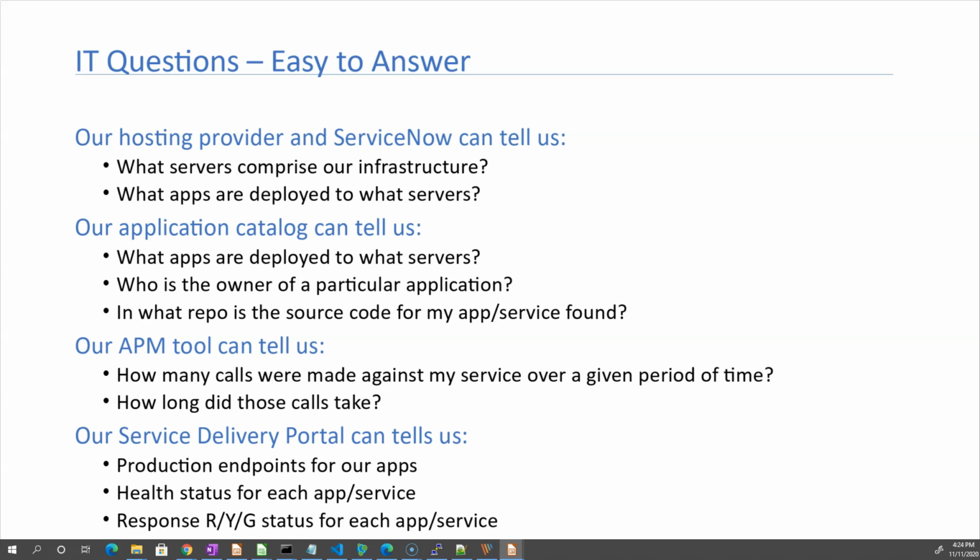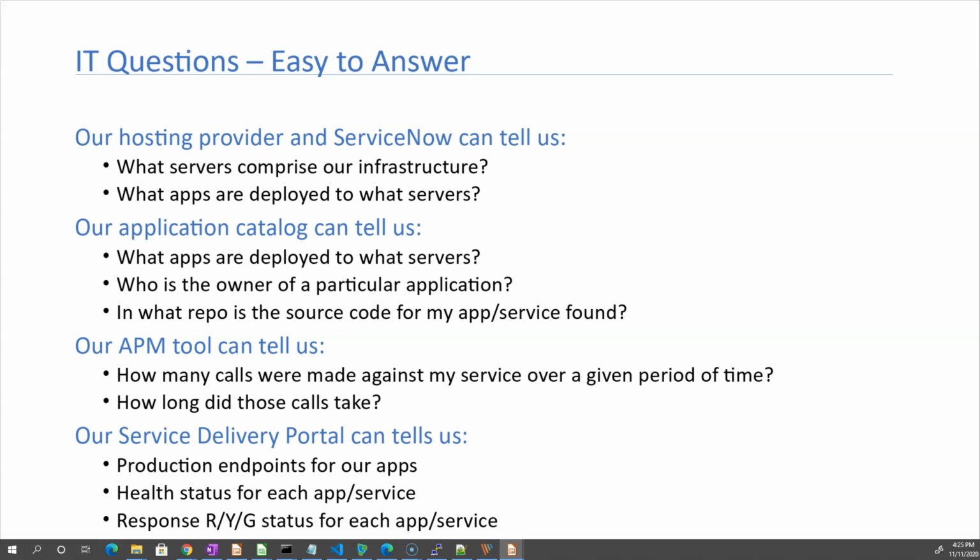There are some questions that we have in the IT space that are very easy to answer, at least where we were. Questions that our hosting provider could provide, such as what servers comprise our infrastructure, because obviously we bought those servers, and what apps are deployed to those servers. We had an application catalog or an inventory of our applications that would tell us, again, what apps are deployed on what servers, redundantly to what the host provider told us. But it could also tell us who the owners of particular applications were and where the source code was, which repo it was stored in.